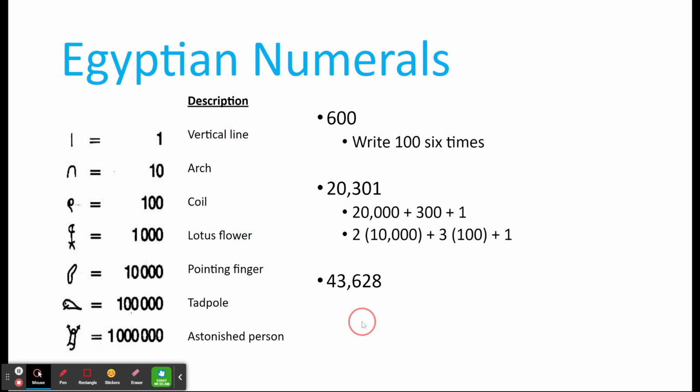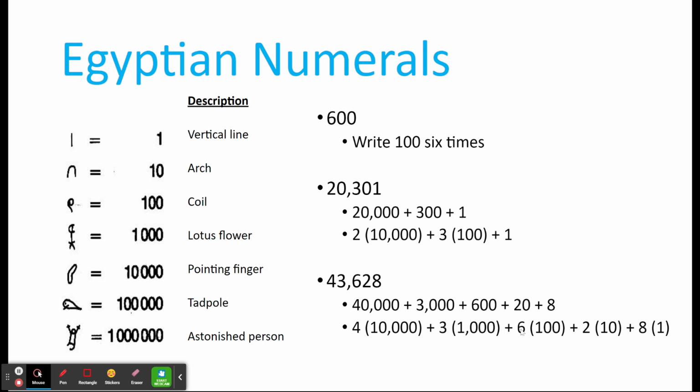We're going to need 3 of the thing that is 3,000, so 3 lotus flowers. We're going to need 6 of the thing that's 100, so 6 coils. We're going to need 2 of the thing that's 10, so 2 arches. And we're going to need 8 of the thing that's 1, so 8 vertical lines. So you, in your assignment and homework, get a chance to write some Egyptian numerals.